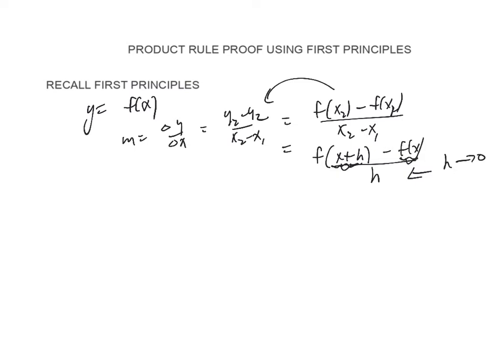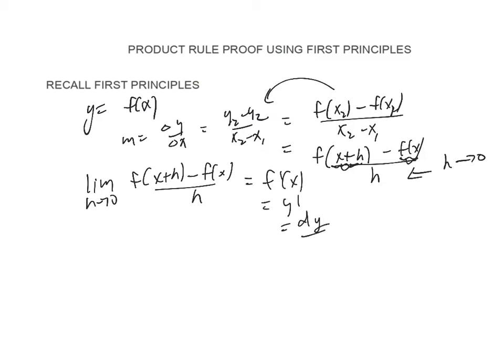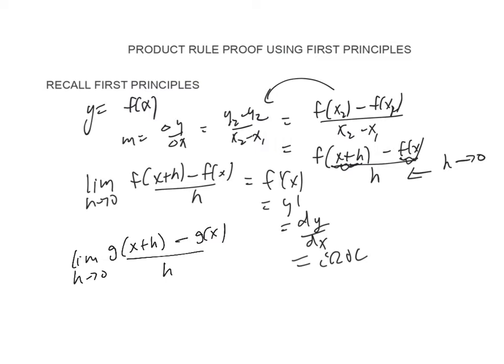So what does that look like in terms of using limit notation? So first principles is the limit of the following, of the slope, over here. And this is the same thing as f prime, or we can call it y prime, or dy dx. So if I were to write the following, using the same notation, but using a different function, this would be the same thing as g prime.